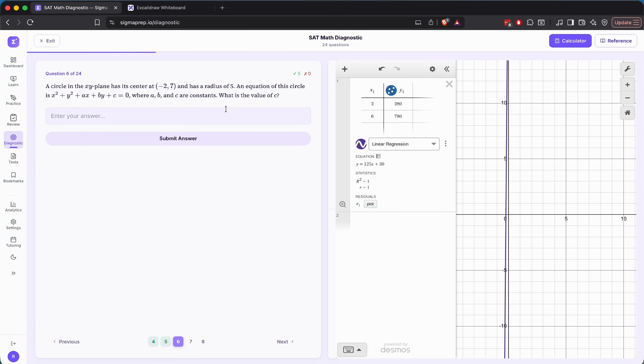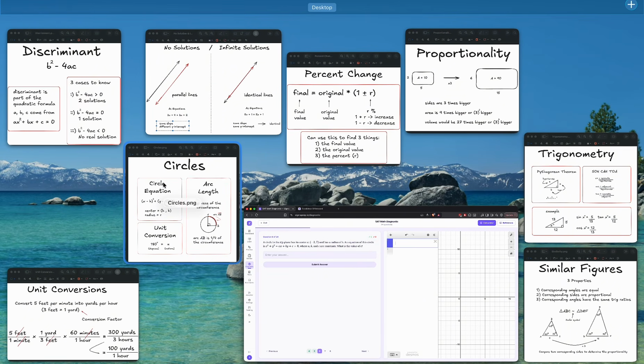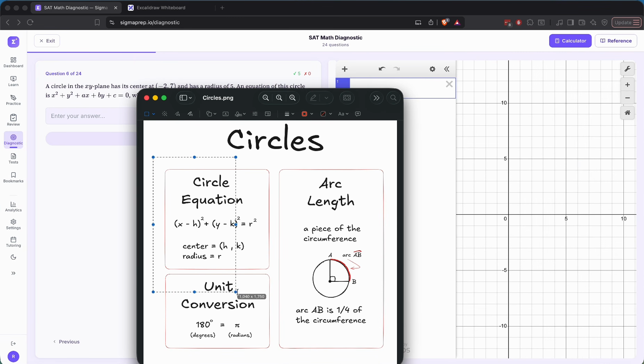Next one here, we got a circle with a radius of 5, right? So for this one, you want to know your circle equation. Here it is. You should be familiar with this. Sometimes you need it. Sometimes you can get away with it because you can just put it in Desmos, but something like this you can put in Desmos. That's what makes it a hard one. So just plug in our center for h and k and plug in r.